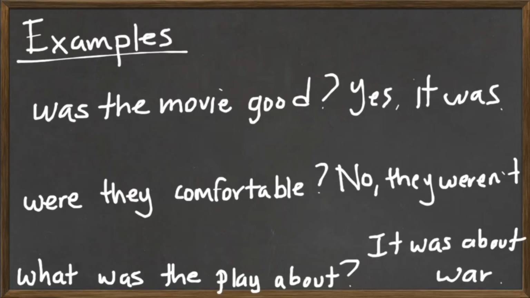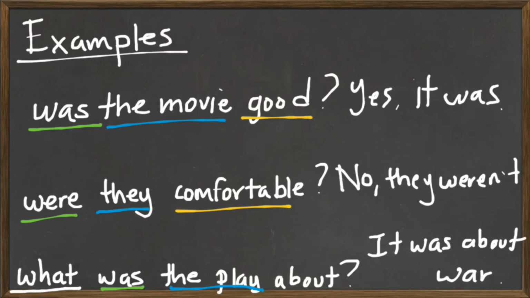Okay, let's check if we have the elements here. We have a question word. Well, in number 1 and number 2 we don't, because in this case it is not necessary, but we do have it in 3. What? Yes, we have it here. Do we have the verb to be in past? Yes, we do. We have was, were, and was. Sorry, do we have a subject? Yes, we do. The movie, they, the play. And finally, do we have a complement? I think we do. We have good, we have comfortable, and we have about.